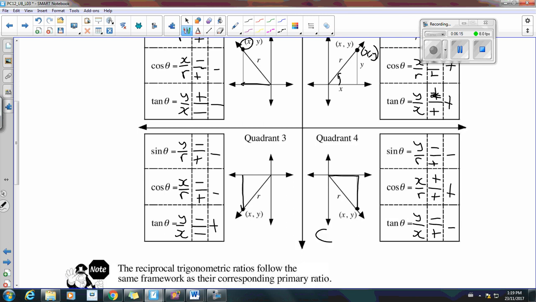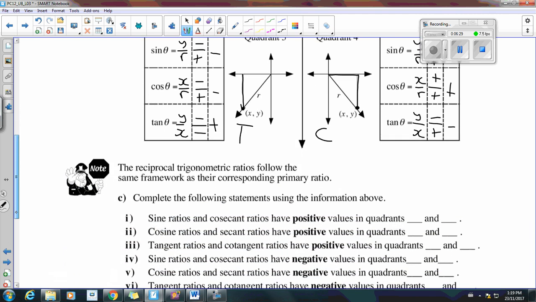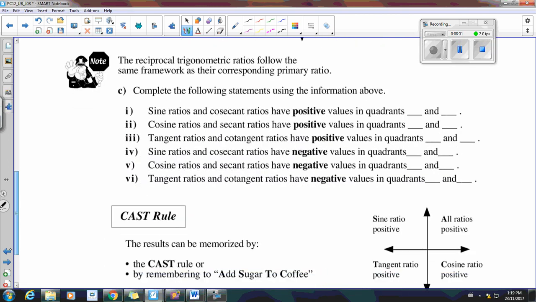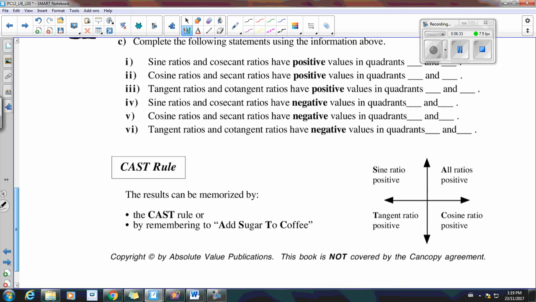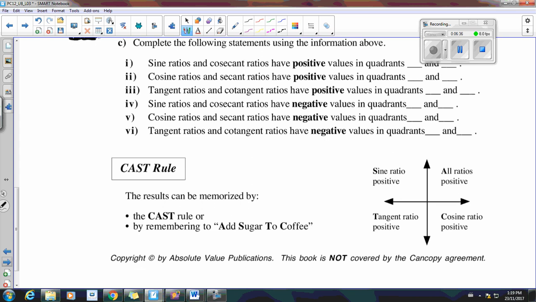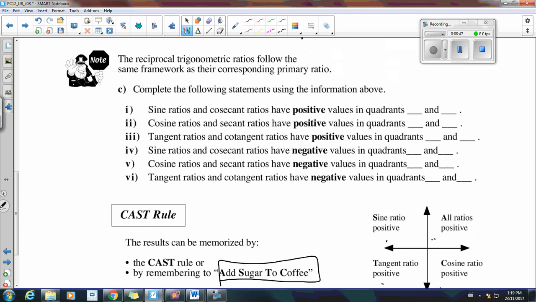So cosine is positive in quadrant 4. All of them are positive in quadrant 1. Sine is positive in quadrant 2. Tan is positive in quadrant 3. This is sometimes referred to as the CAST rule, which is a little bit silly because then it's tempting to start things in quadrant 1. So here they've come up with a different one called add sugar to coffee to remember where things are positive. So we'll fill this in here.